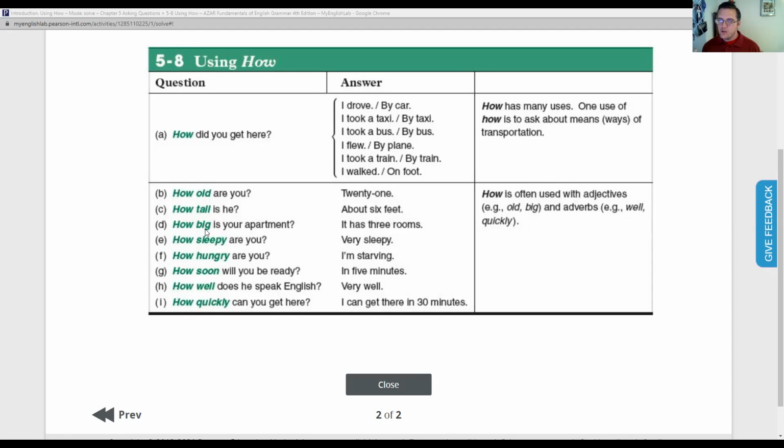How big is your apartment? How many rooms does it have? Or how many square feet, how many square meters? How sleepy are you? Very sleepy, a little sleepy. Oh, I'm not sleepy. How hungry are you? How soon will you be ready? How well does he speak English? How quickly can you get here? So any adjective or any adverb can be asked with the question how.